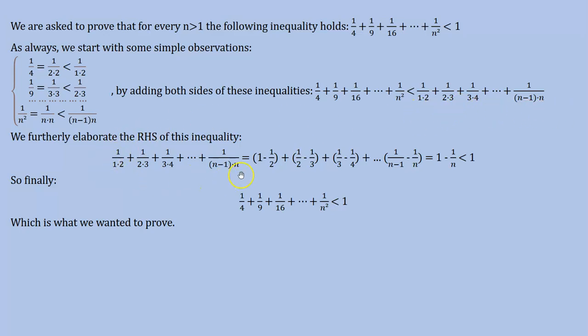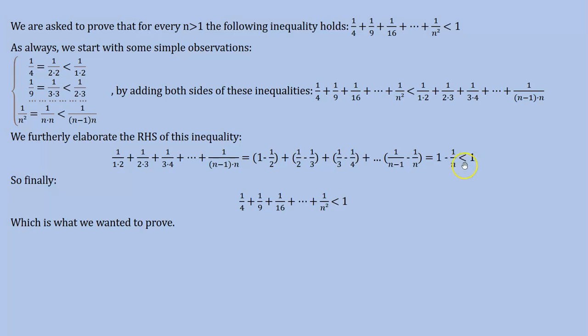And we will get that the right-hand side will be transformed: 1 divided by 1 times 2 is equal to 1 divided by 1 minus 1 divided by 2, while 1 divided by 2 times 3 is equal to 1 divided by 2 minus 1 divided by 3, and so on, up to the expression 1 divided by (n minus 1) times n, which is equal to 1 divided by (n minus 1) minus 1 divided by n. But we see that all these expressions simplify with each other, and then the only two terms which remain are 1 minus 1 divided by n.